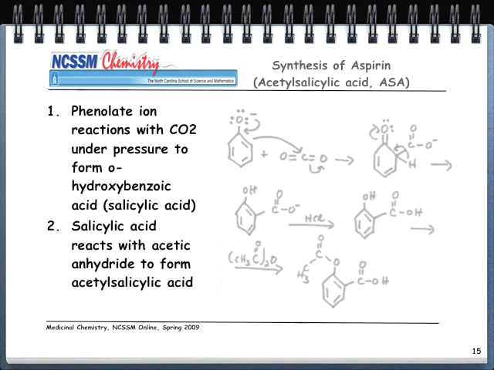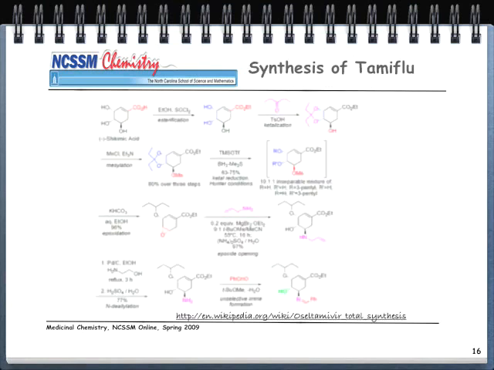Okay, so I'm sorry, with acetic anhydride, I think I called that acetic acid, acetic anhydride to form the acetylsalicylic acid. So there's basically the complete organic synthesis method for starting from a phenolate ion, being able to end up with the ASA, acetylsalicylic acid compound. All right, that's a really simple mechanism.